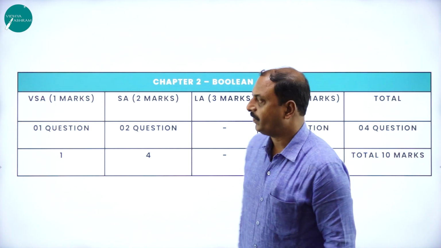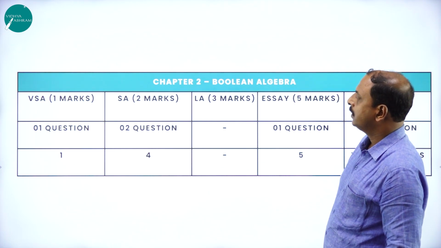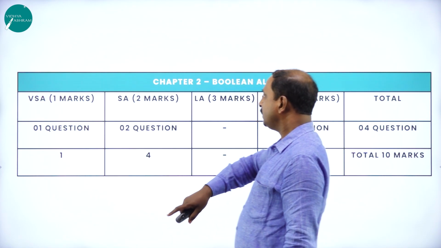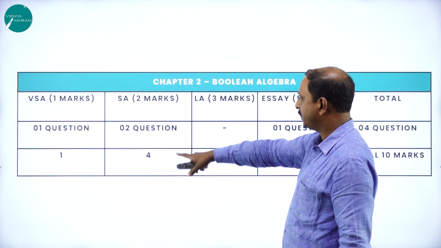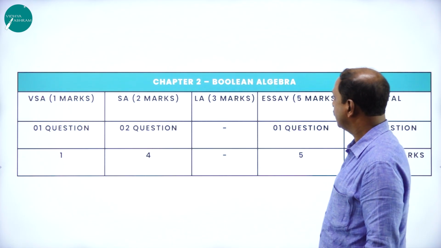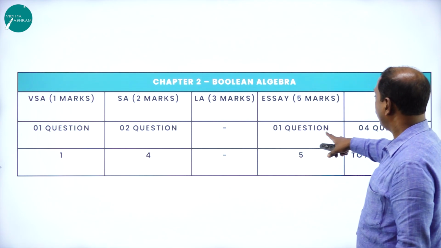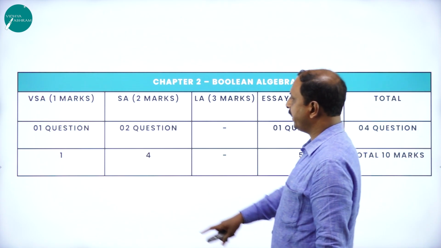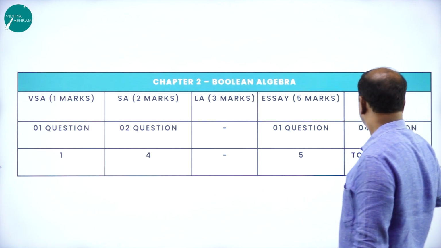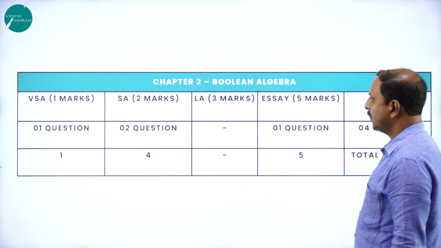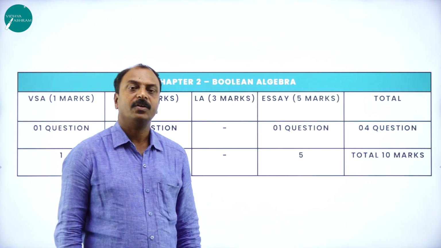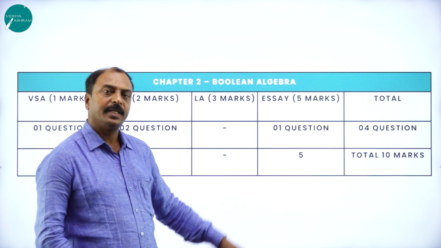Let us see the weightage of the chapter. One MCQ, that is multiple-choice question, and 2 marks questions. There are two 2 marks questions and one 5 marks question. So totally there are 4 questions and the weightage is a total of 10 marks. So this is an important chapter. The weightage of the chapter is 10 marks.